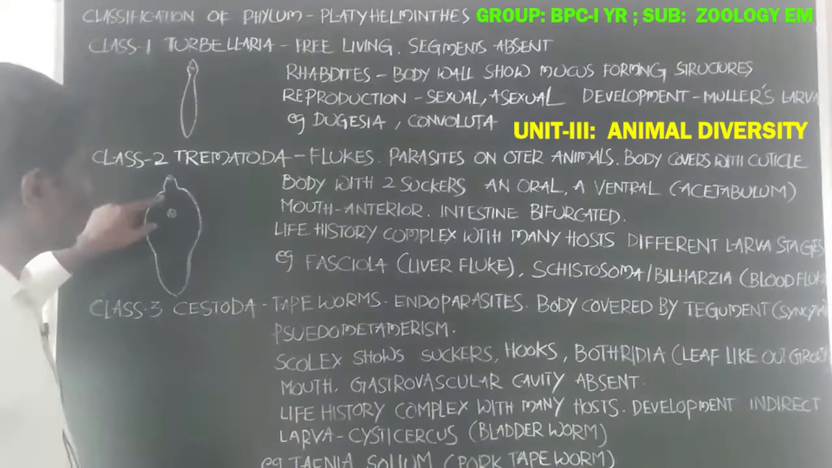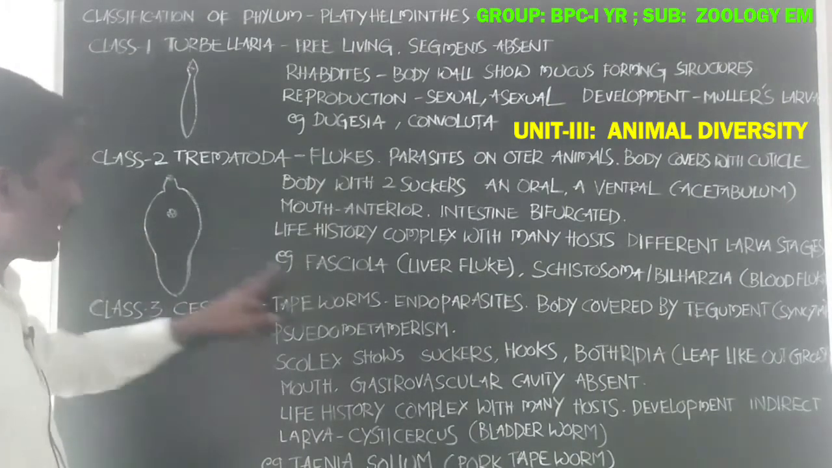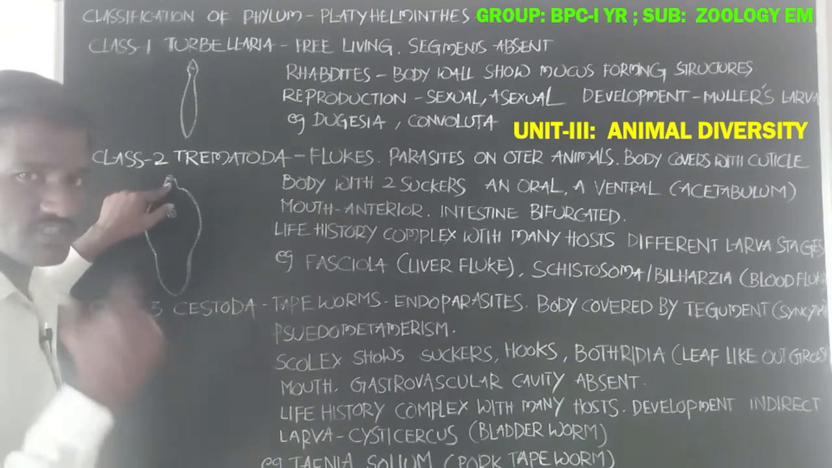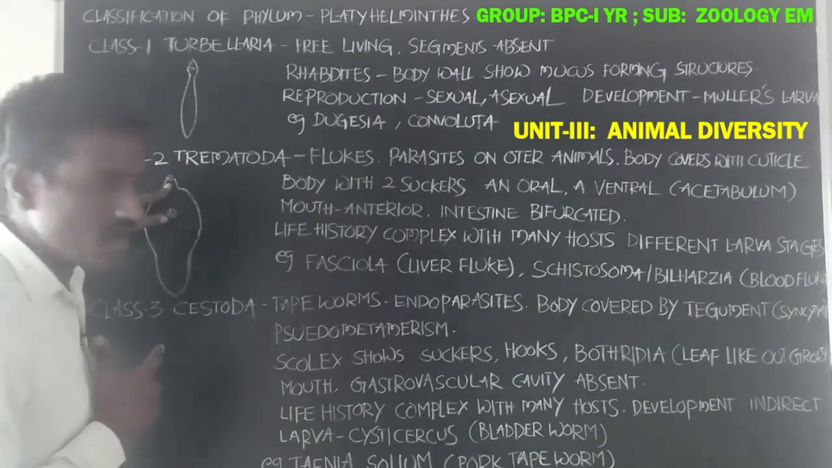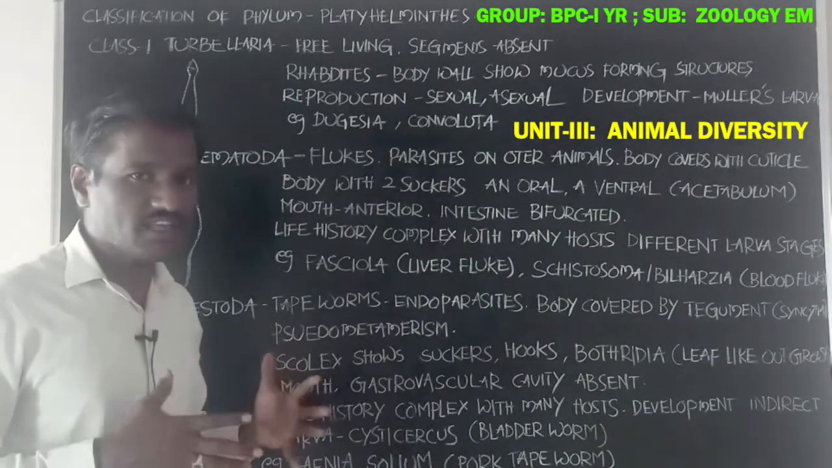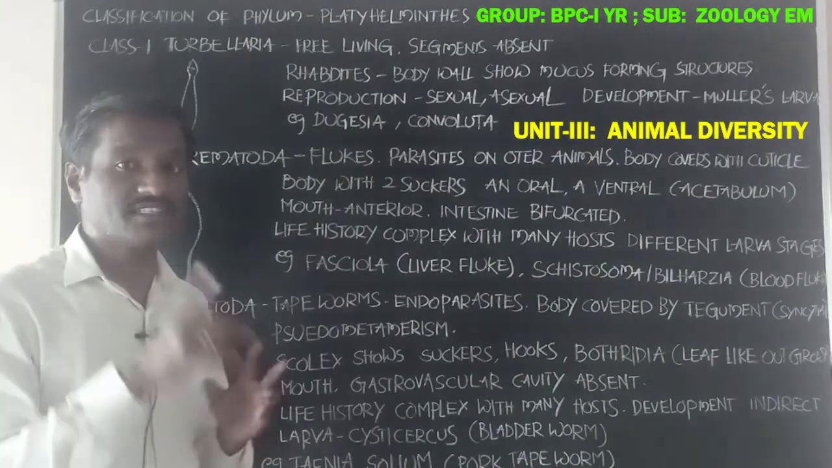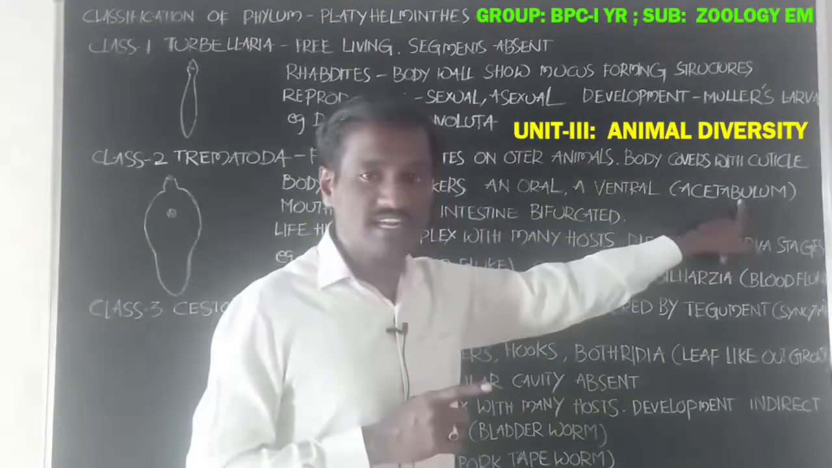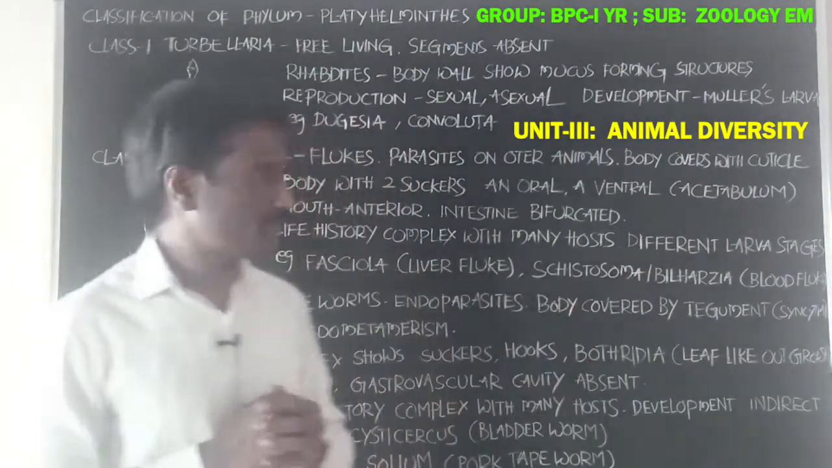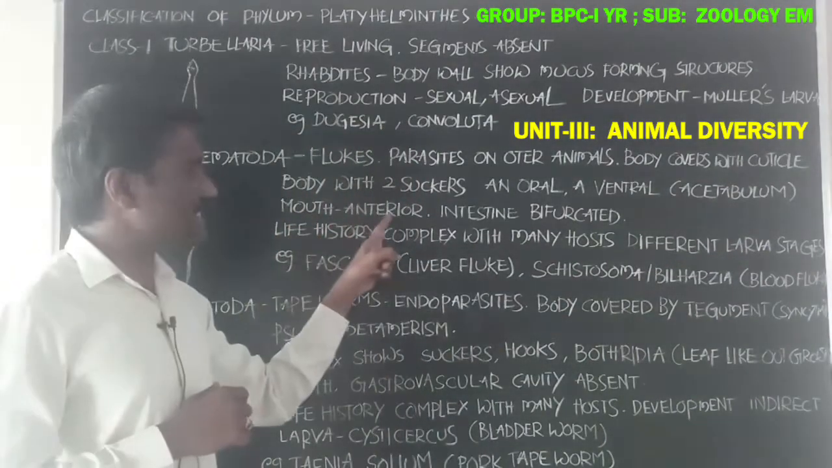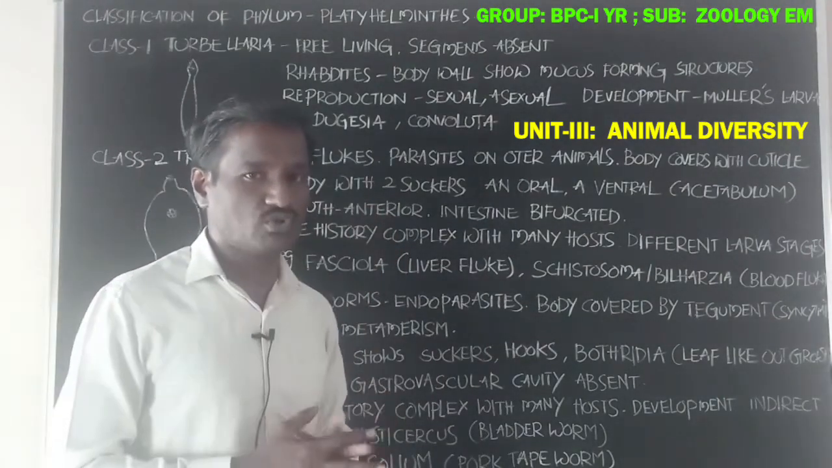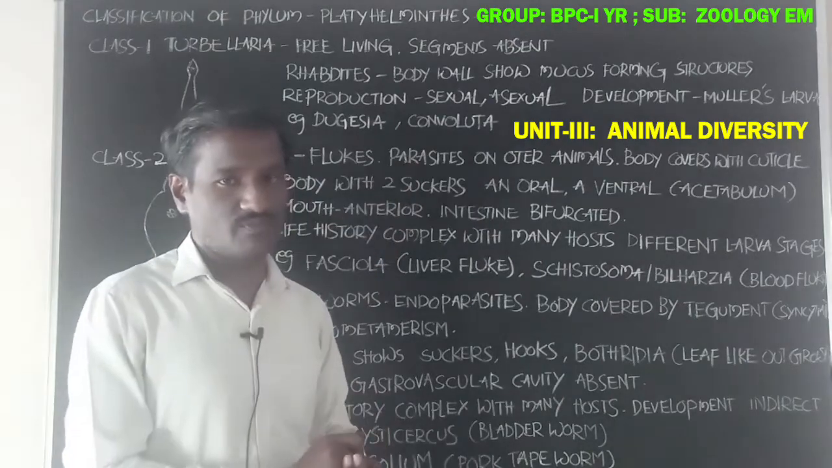Students, this is the body of the liver fluke, also called Fasciola. The oral sucker surrounds the mouth, and the ventral sucker is located at the ventral position of the body. The ventral sucker is also called acetabulum. Next, the mouth is at the anterior part of the body.